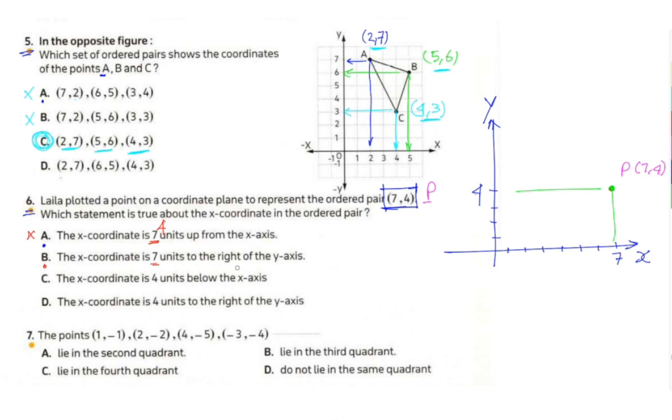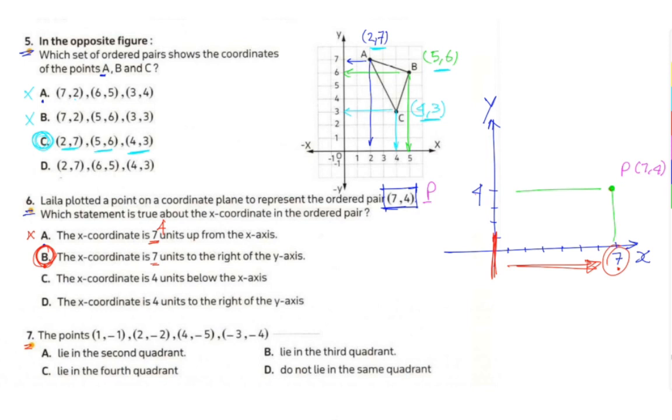B. The x coordinate is 7 units to the right of the y-axis. Yes, the x coordinate is 7. I moved 7 units to the right. Yes, that's right. Of what? Of the y-axis. I moved from the y-axis 7 units to the right, and I find the x coordinate. So this statement is true.